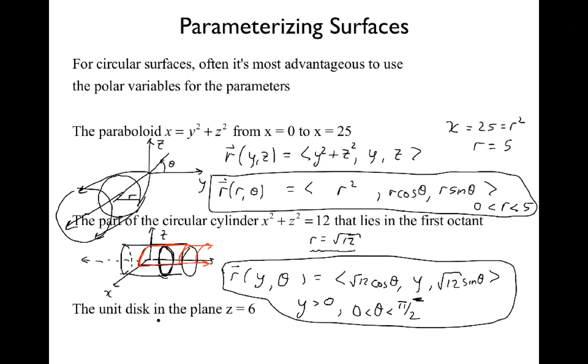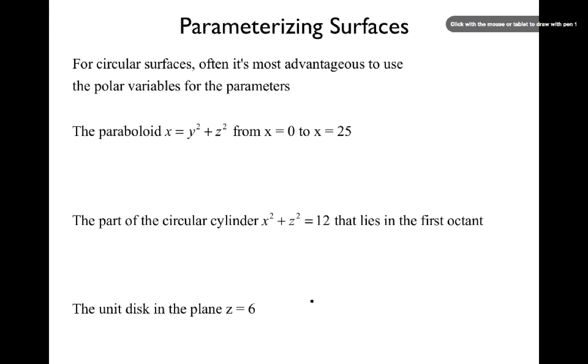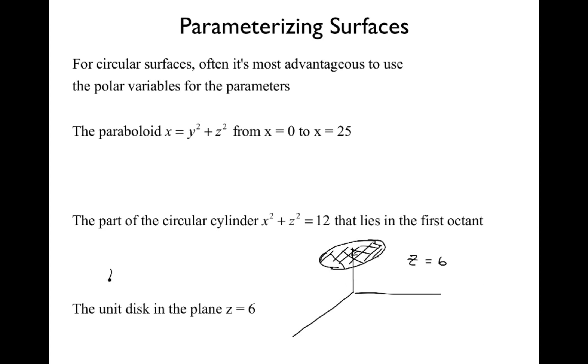Okay, how about the unit disk in the plane z equals 6? I'm going to erase here, make some room. The unit disk is not a circle, it's actually a filled in circle. So at z equals 6, stays there. And so we want the unit disk in the plane z equals 6. And we need two variables that are going to get us the x component, y component, and z component of all these points.